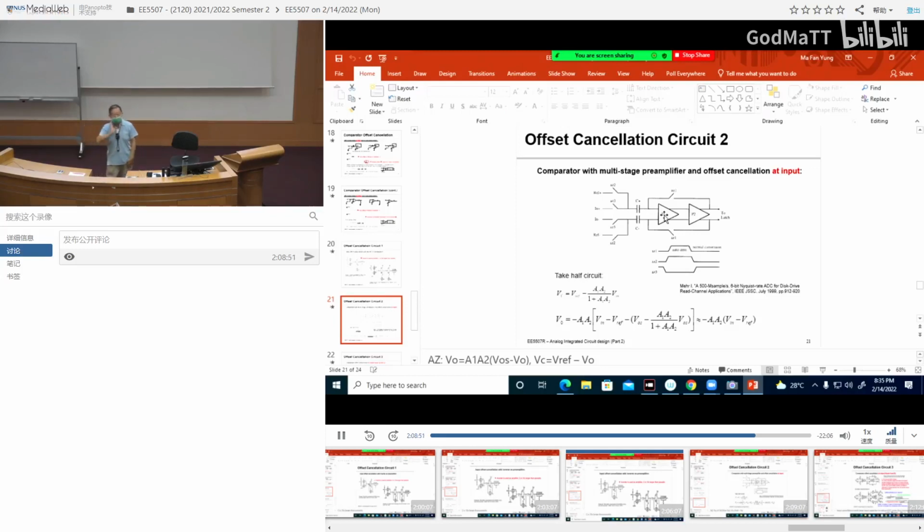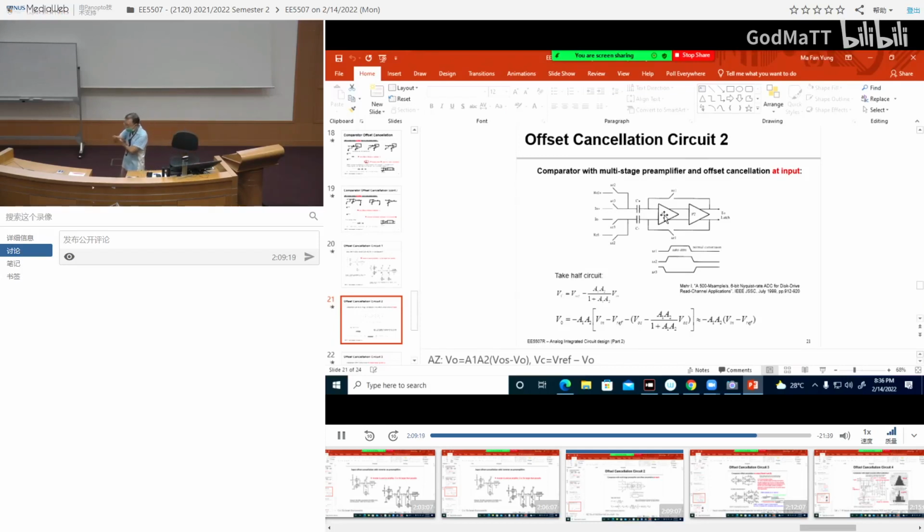Anybody know the answer? What is the advantage if we use a fully differential circuit? Anybody can guess? Huh? No? No what load? No information load. What do you mean?